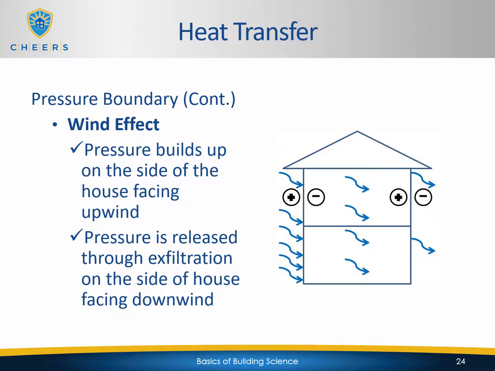Now, wind pressure is another way that the home can be affected. And the pressure boundary is obviously related to it. So the pressure builds up on the side of the house facing upwind, and then the pressure is released through exfiltration on the side of the house facing downwind. So as you can see in the picture, you have wind that's pushing on the left side of the house, and that's the wind direction, right? So it's putting positive pressure on the left side of the house. Through infiltration points, air is going to leak into the house, and it's going to push through to the right side of the house, creating positive pressure. And that is going to get sucked out from the outside, again, because that's the wind direction that it's going.